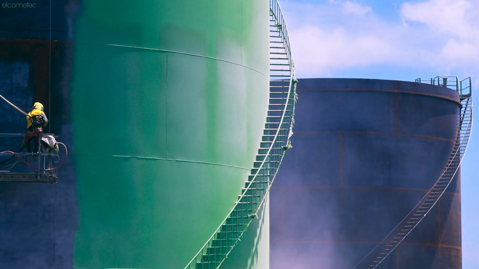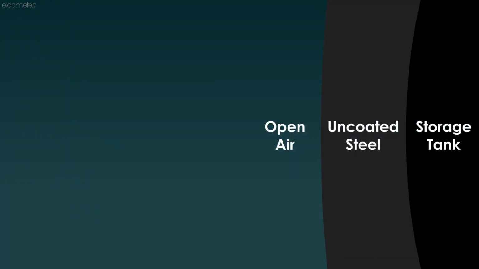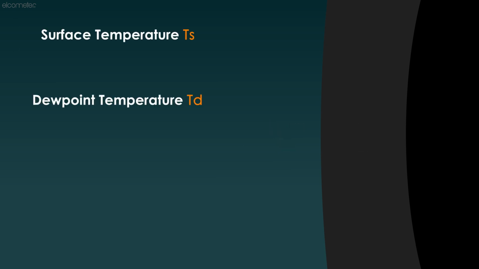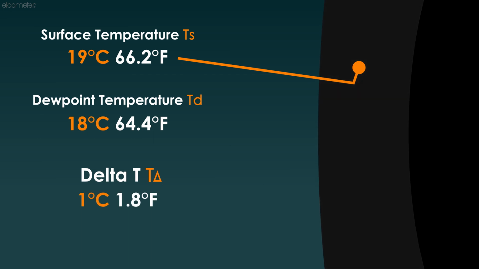If the surface temperature is close to or below the dew point temperature, which as mentioned before is calculated from the air temperature and relative humidity, moisture or dew will be present on the surface. So in our example here, the TS is 19 degrees Celsius, the TD is 18 degrees Celsius, so the difference between them, the delta T, is 1 degree Celsius. This means moisture or dew will be present on the surface, and if you were to apply a coating over this condensed moisture, it would result in one or multiple flaws in the coating, and ultimately coating failure.